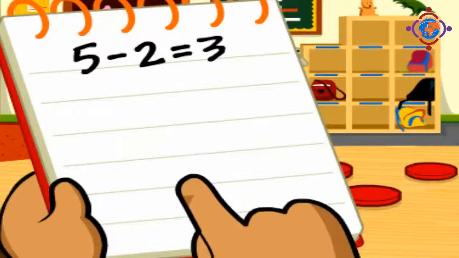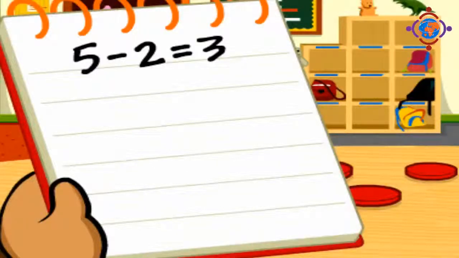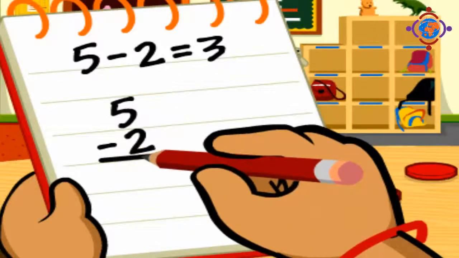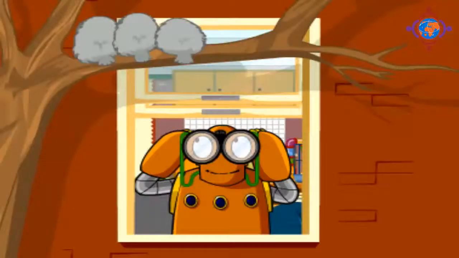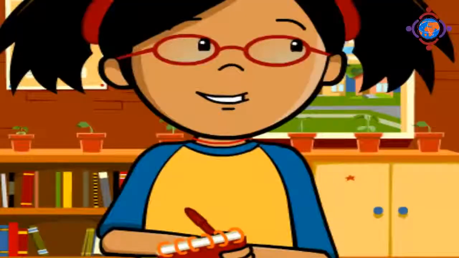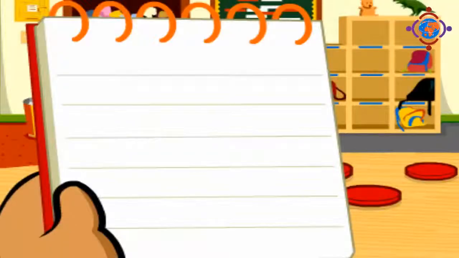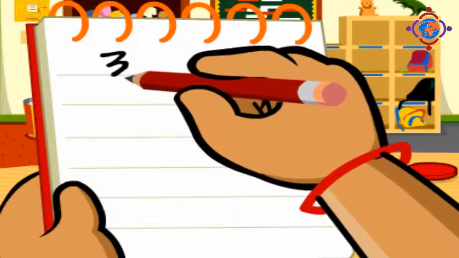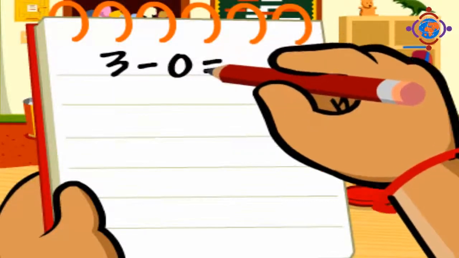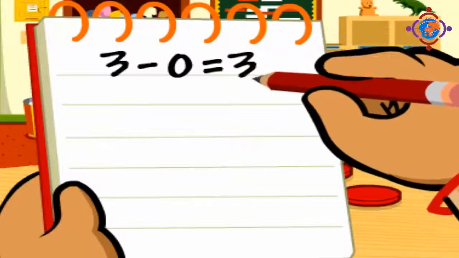This is the minus sign, and it tells you to subtract. You can also write the number sentence going up and down. Did any more birds fly away? So, if there are 3 birds, and 0 of them fly away, you're left with 3 birds.